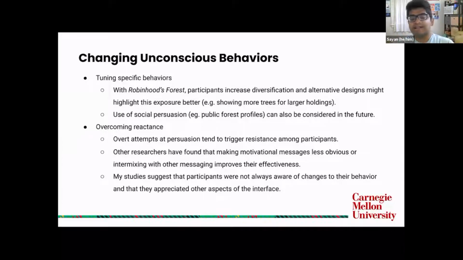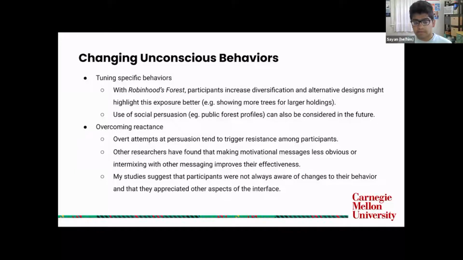But now let's talk about the design implications of Robinhood's Forest. With Robinhood's Forest, I saw that participants increased diversification, but the specific ways in which they did that varied. The specific design choices based on my approach may be able to better target these specific behaviors. For instance, right now we depict all shares held in a particular company by a single tree, which obscures the user's exposure to that company. Alternative designs might highlight this exposure by showing more trees for more valuable stocks, which might nudge better diversification behaviors in users.